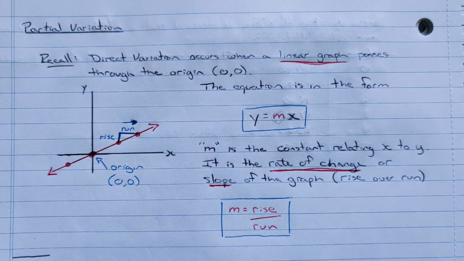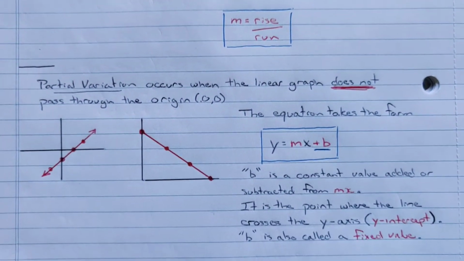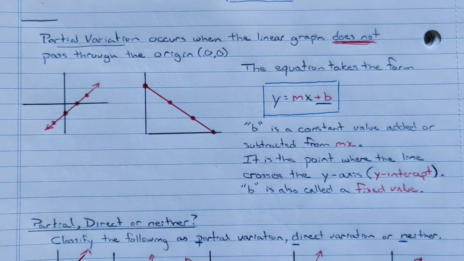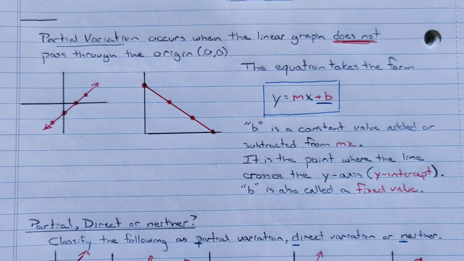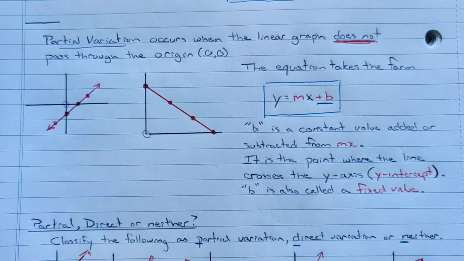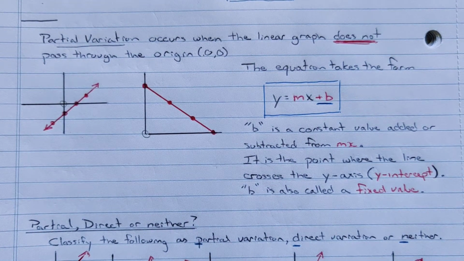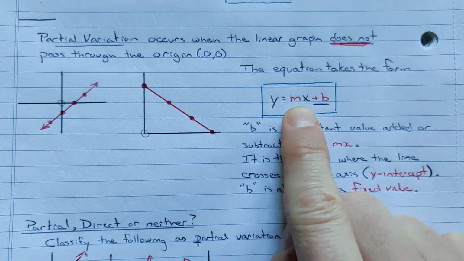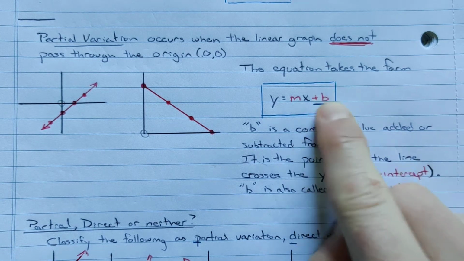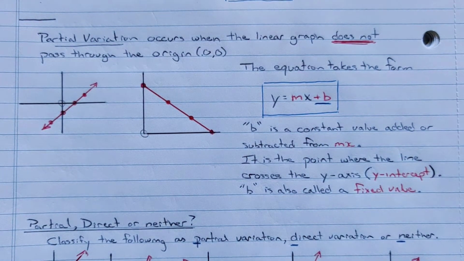So now connecting that to partial variation. Partial variation occurs when the linear graph does not pass through the origin. So visually, it's very easy to pick out the difference between direct and partial, as partial variation does not pass through this origin point here. As long as it's not touching that origin point, and it's a linear graph, we have a partial variation situation. The equation is very similar. It still has the rate of change times x, so that portion is still the same. The difference being that we're adding a constant value or subtracting it, as the case may be, from the graph.